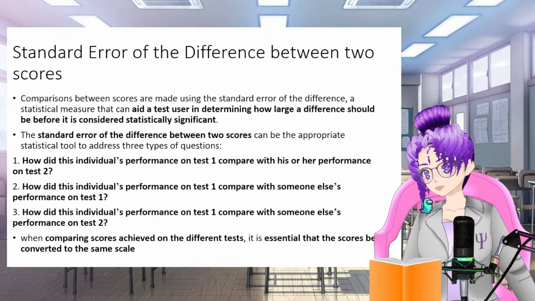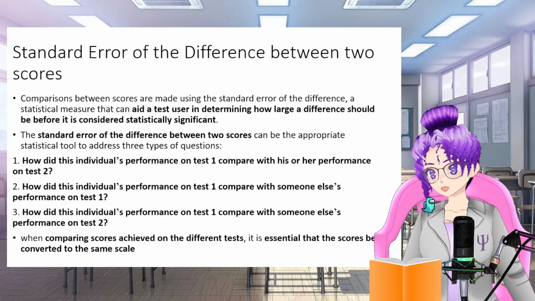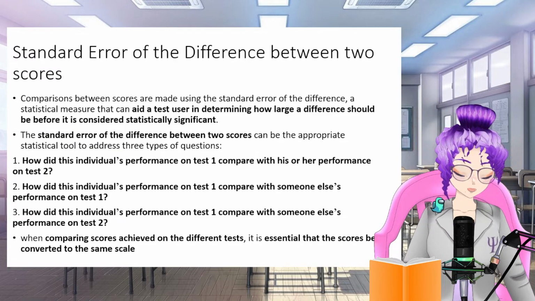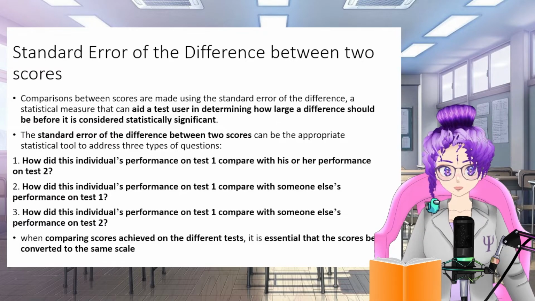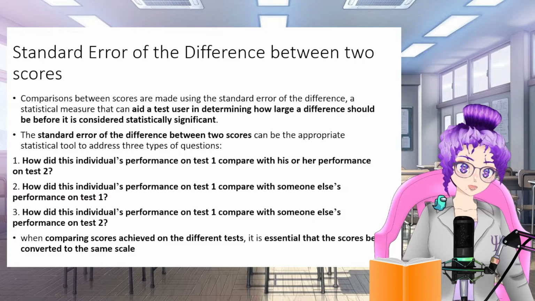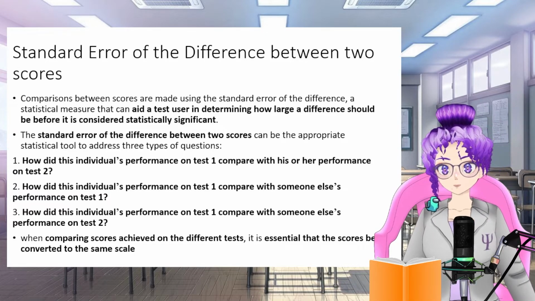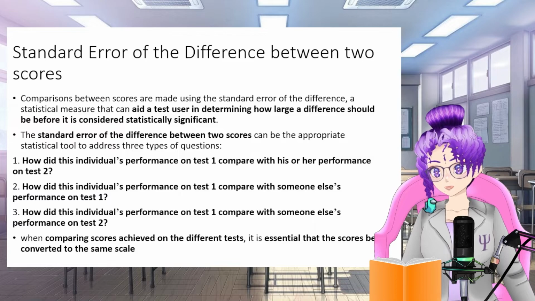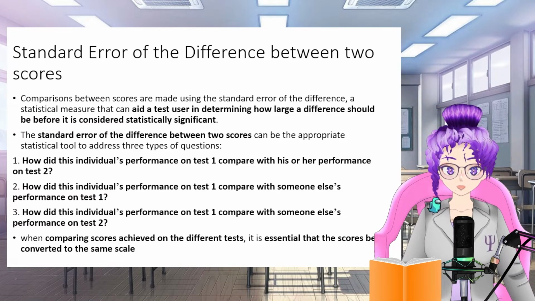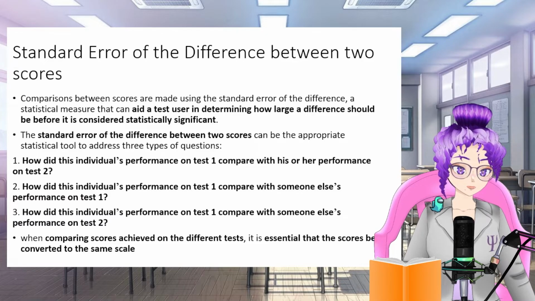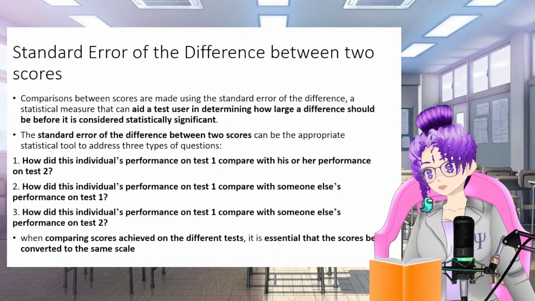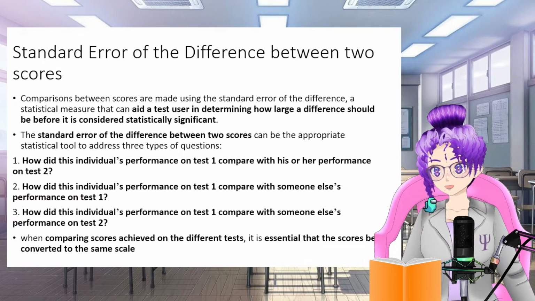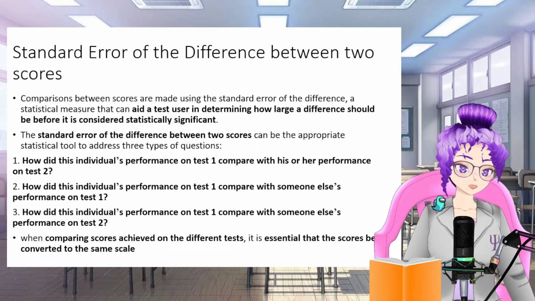And the standard error of the difference between two scores can be an appropriate statistical tool to address three types of questions, which I have explained earlier. It is used if we want to know an individual's performance on test 1 compared to the performance on test 2. We also use this if we want to compare the individual's performance on test 1 with another person's performance on test 1. And we also use this if we want to compare the performance of an individual on test 1 and someone else's performance on test 2.